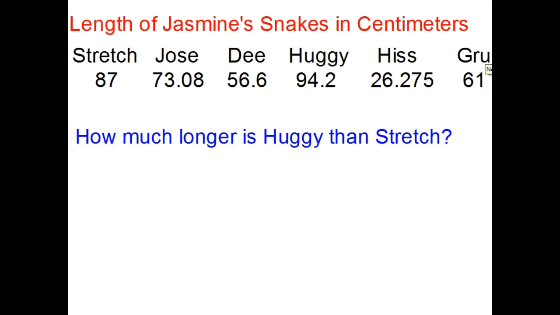How much longer is Huggy than Stretch? So we got Huggy, 94.2. Stretch is 87. There's no decimal point. Oh yeah, it goes right after it if they don't have a decimal point. There's no number under the 2, so that becomes a 0. 2 minus 0 is 2.